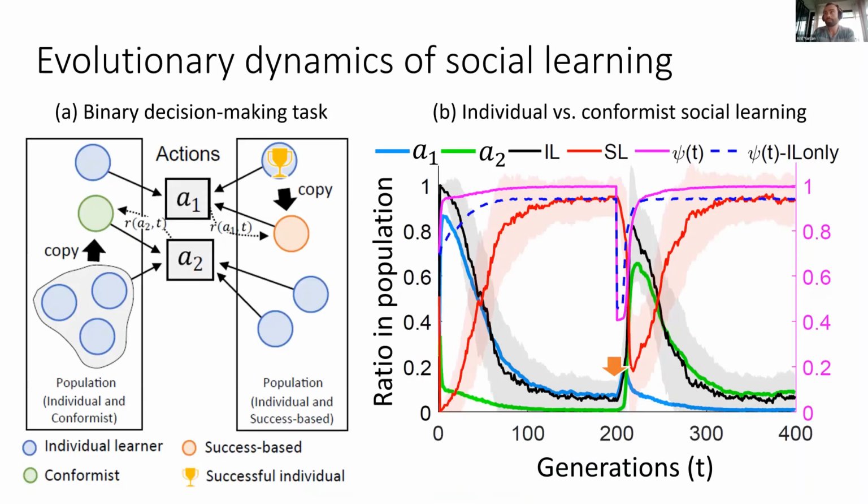And here, for the model that we use, we consider two separate populations. One population has individual learners and conformist social learners. And the other one has individual learners and success-based learners. As I mentioned, the conformists are just looking at the behavior that is performed by the majority and then copy that. And success-based learners look at who gets, for example, the maximum reward and then copy that behavior.